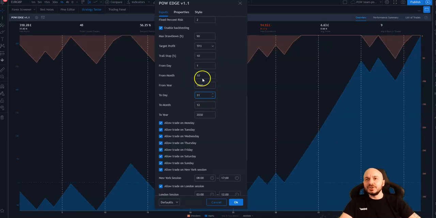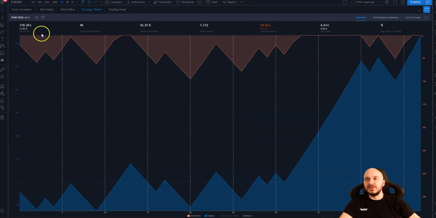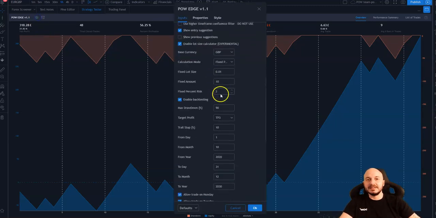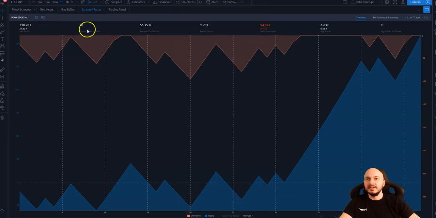So I've just changed this now from the 1st of October 2020 to today. What that shows us is that if you'd started with a £1,000 account since that time period at 2% risk per trade, there were 48 trades. You'd have made £300, so a 30% return in just over 4 months. Don't forget this is one pair. You'd have only seen maximal drawdown at £94, and it's just nice and straightforward.